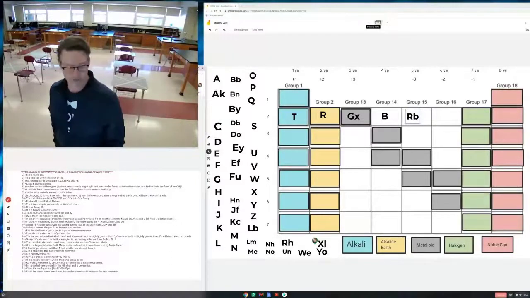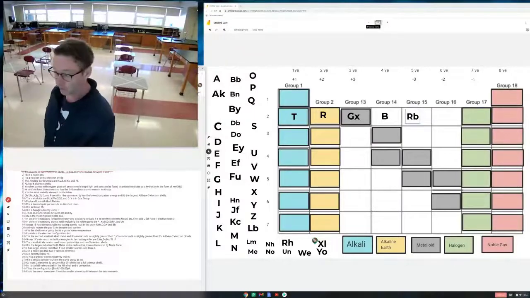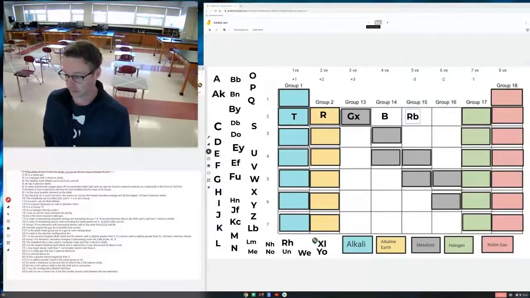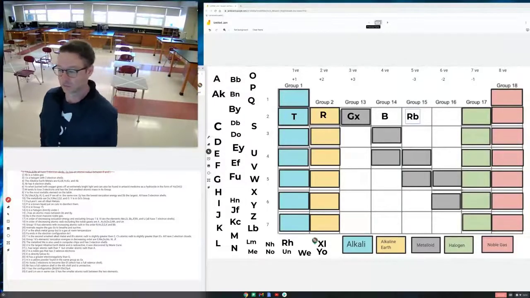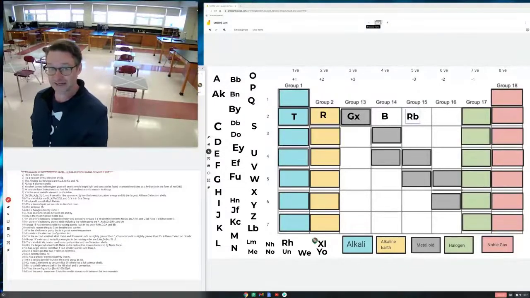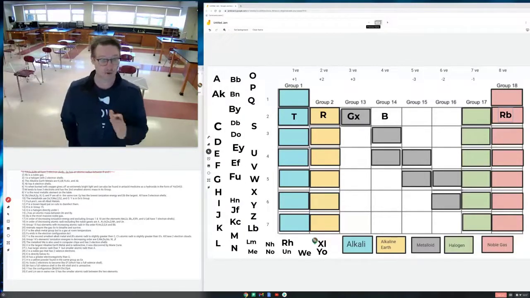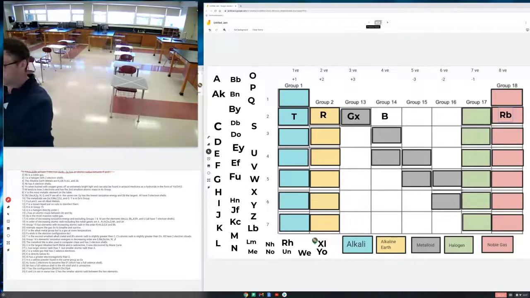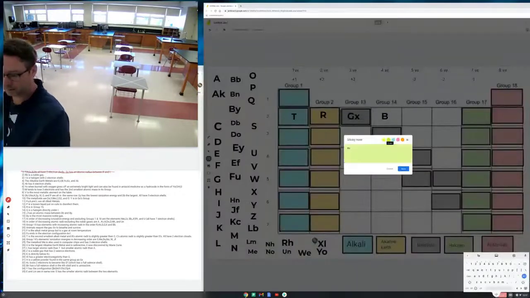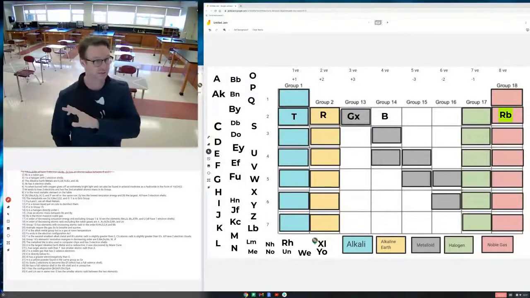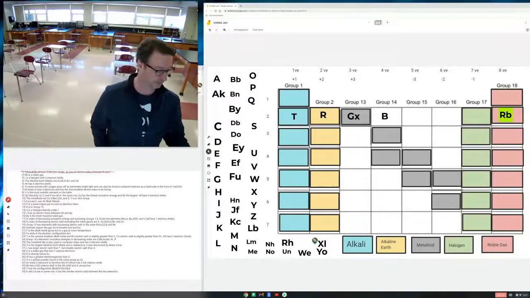RB, which is one of the elements we just placed, is a noble gas. So the noble gases are over here in group 18, which I have colored in the sort of pink. So if it has 2 electron shells and it's a noble gas, that means it belongs there. And I know now that that is definitely where that goes. So I'm going to go ahead and mark that in green so I know that that's locked in place. That's definitely where it goes. I don't have to move it anymore.